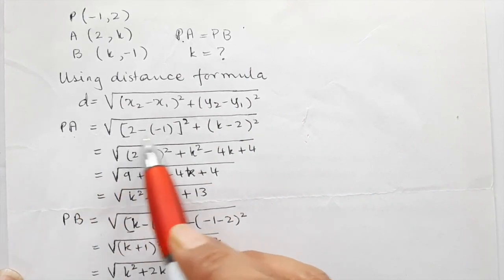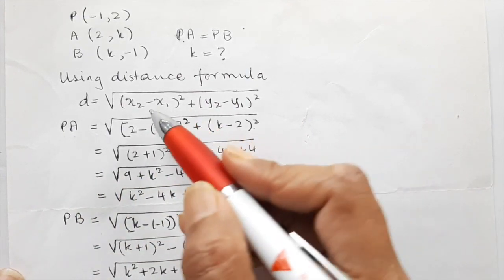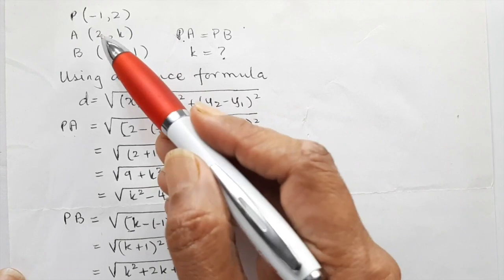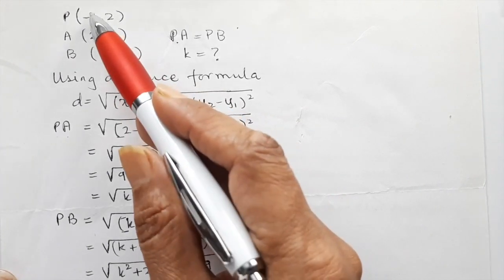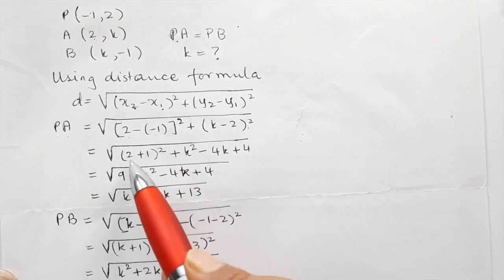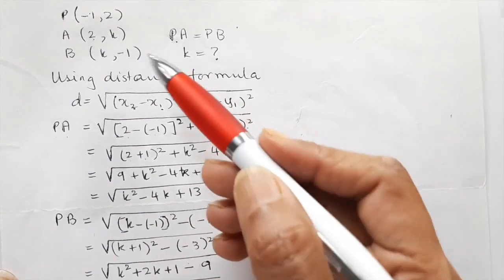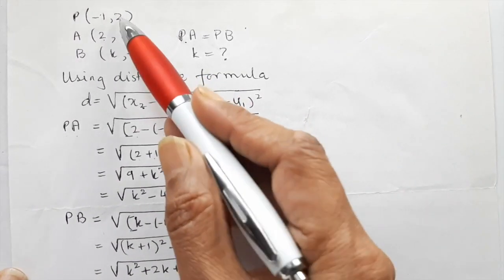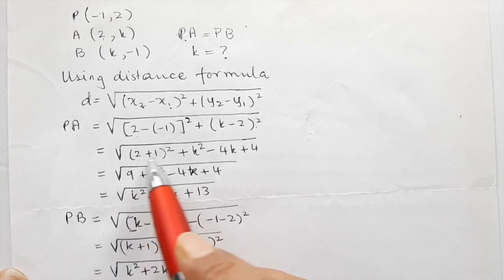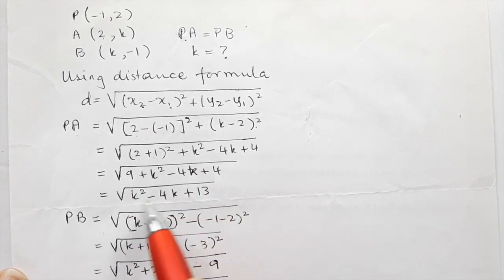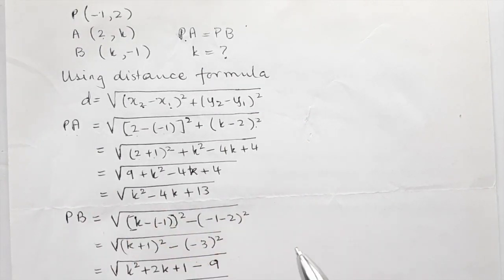For PA, we substitute this way. So we have x2 minus x1 will be this, 2 minus minus 1, that will become 2 plus 1. And here y2 minus y1 becomes k minus 2 whole square. So we open the brackets and we get this. This is the value of PA.